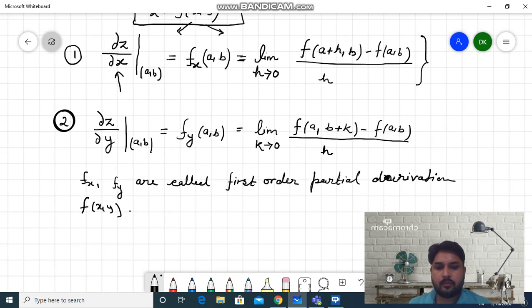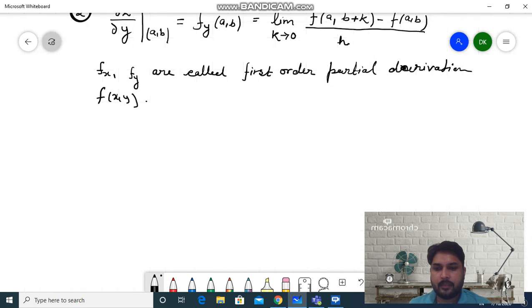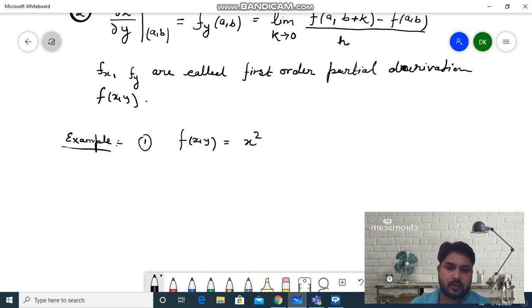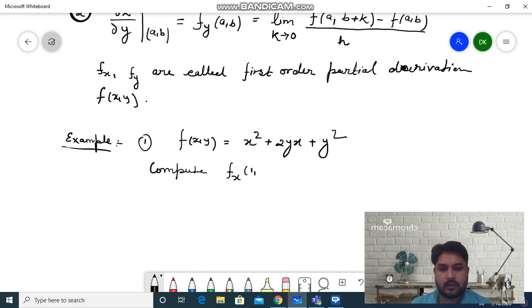Now we will compute some examples to find the partial derivative of the function f(x, y) with respect to x and y. So the first example is f(x, y) is equal to x square plus 2xy plus y square. Compute f_x at (1, 1) and f_y at (1, 1).